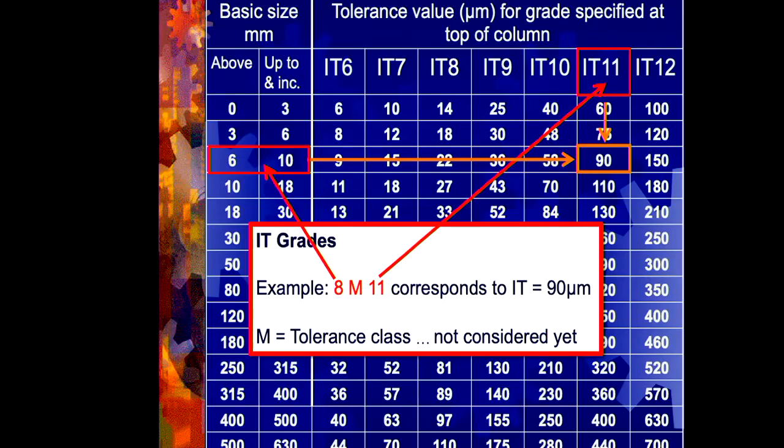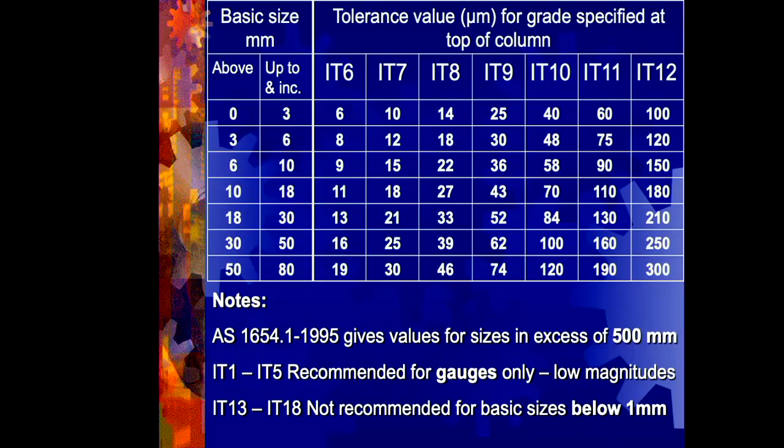So we've got to start. That's the height of the tolerance zone. Just think about that M. I'll talk about it more in a sec. But here, and by the way, this is the standard I tend to grab stuff out of, AS 1654.1. You can also get values for sizes for large-scale objects greater than 500 millimetres.